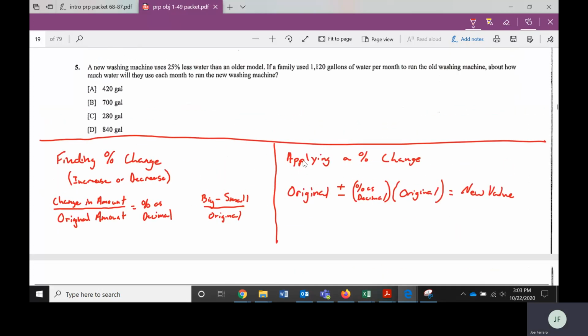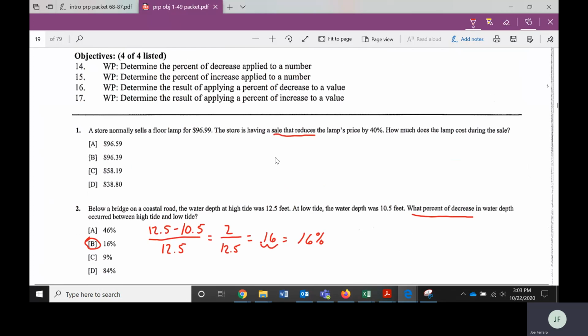If we use this, we start with the original. You'll probably be able to see it on your paper at the same time, if you should have already copied it down. Okay, now you got to determine if it's a plus or minus. It's a sale. Sale subtracts money. Then we take the percent as a decimal. So we go 1, 2. So it's 0.4 or 0.40, however you want to write it, times the original amount. So what this means is we got to find 40% of the amount and then take it away from that amount.